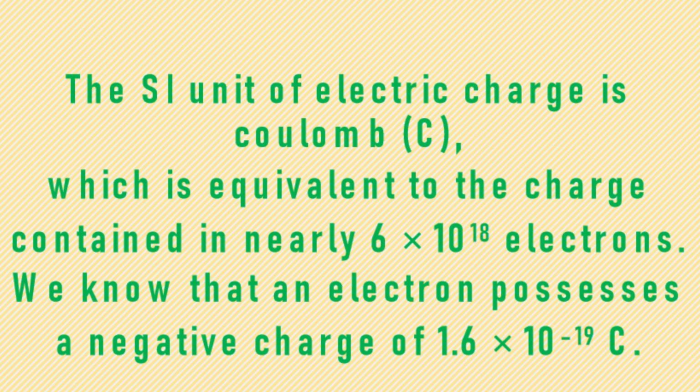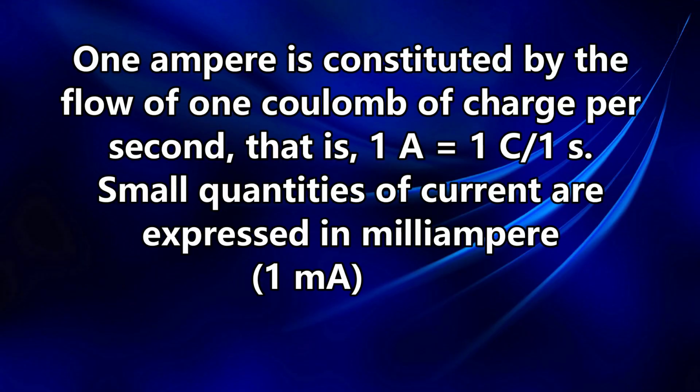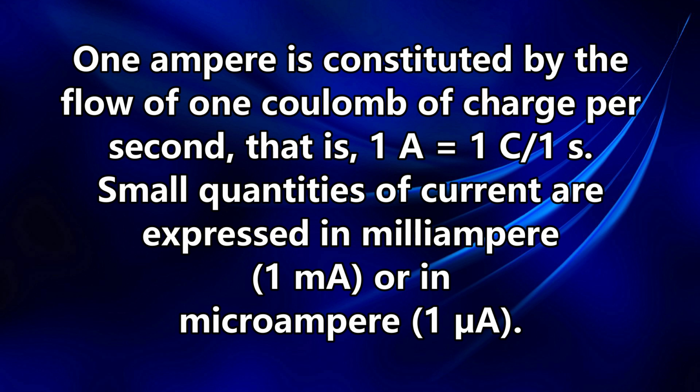The SI unit of electric charge is coulomb, which is represented by the letter C, which is equivalent to the charge contained in nearly 6 into 10 to the power 18 electrons. And we know that an electron possesses a negative charge of 1.6 into 10 to the power minus 19 coulomb. The electric current is expressed by the unit called ampere, represented by the letter A, named after the French scientist André Marie Ampere. 1 ampere is constituted by the flow of 1 coulomb of charge per second. That is, 1 ampere is equal to 1 coulomb divided by 1 second.